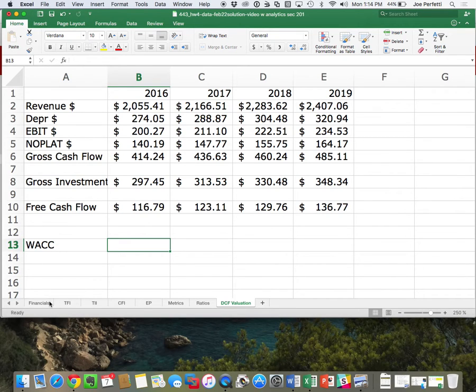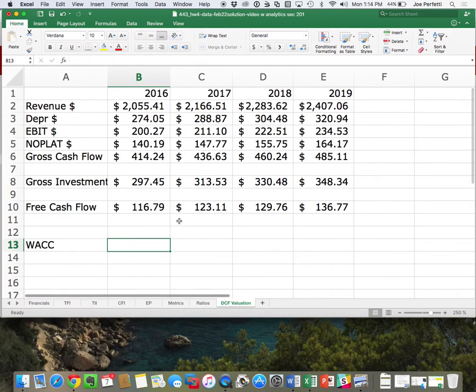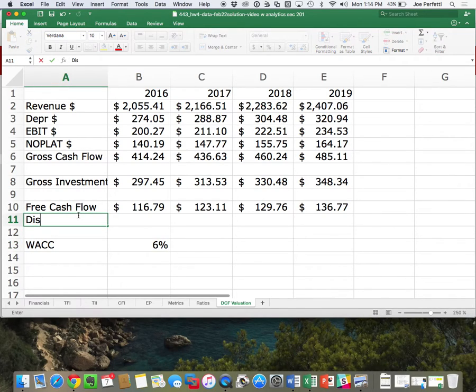So right now, the WACC that was given to us as an assumption to use was 6%. So I'll put in 6%. All right. So my discounted free cash flow equals cash flow divided by 1 plus R to the n. So that is my discounted free cash flow for year 1.